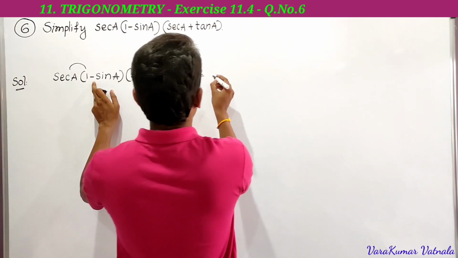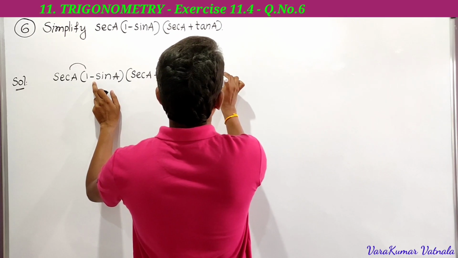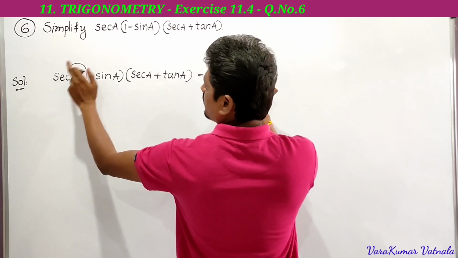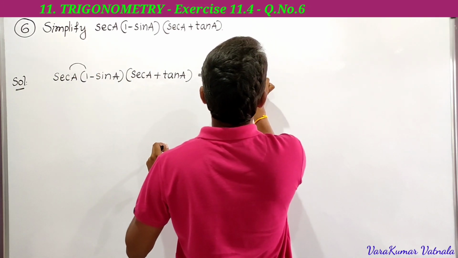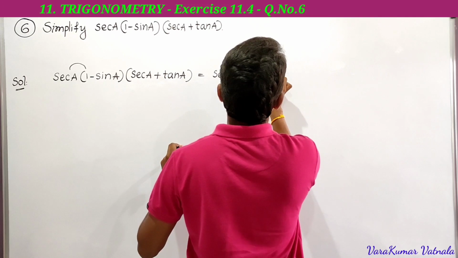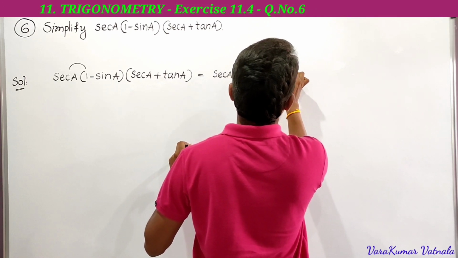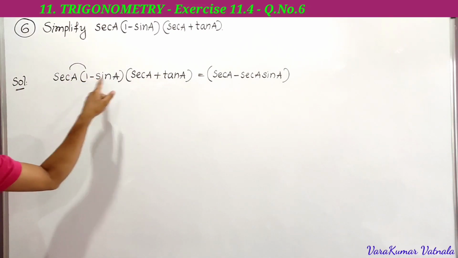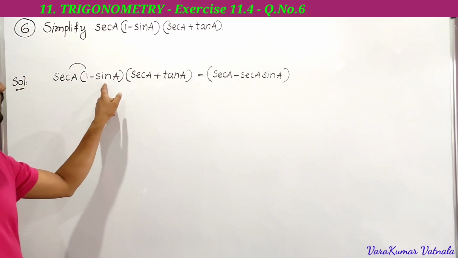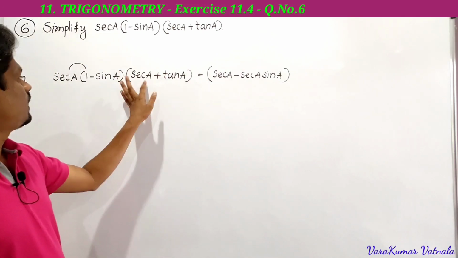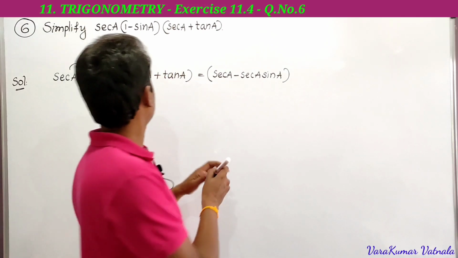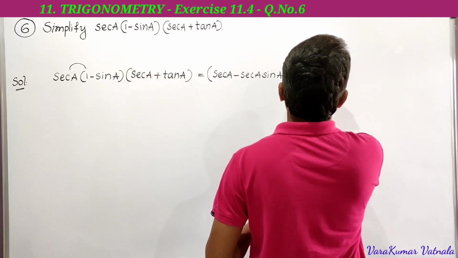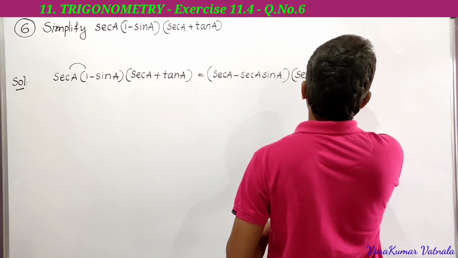So secant a into 1 we get secant a, minus secant a into sin a. Is it clear? So just multiply these two. Secant a into 1 is secant a, minus secant a into sin a. Write the second one as usual: secant a plus tan a.